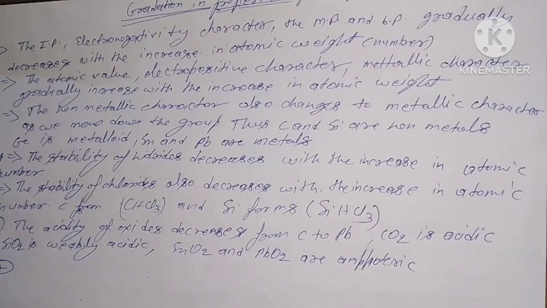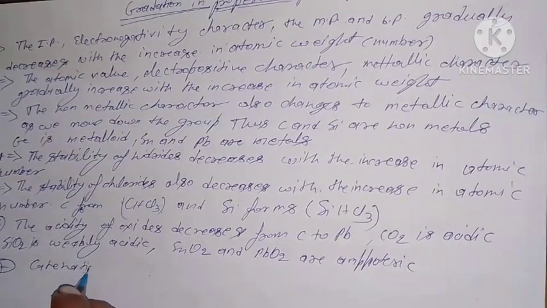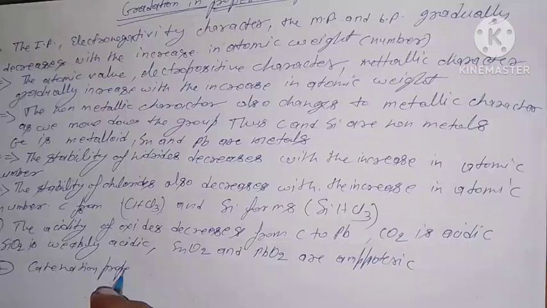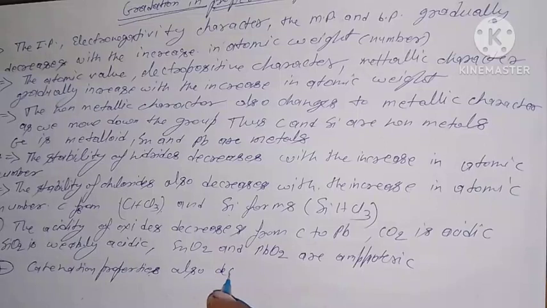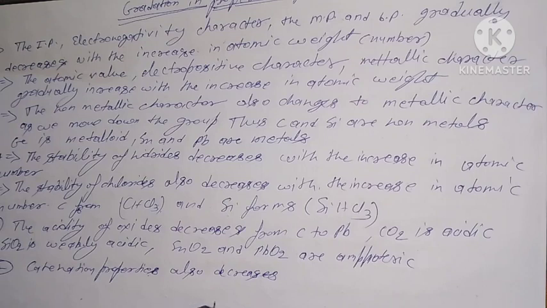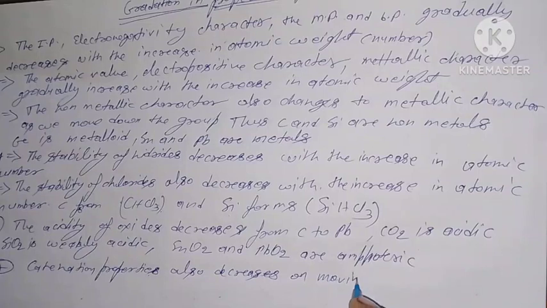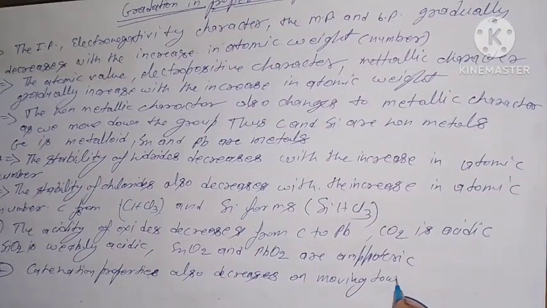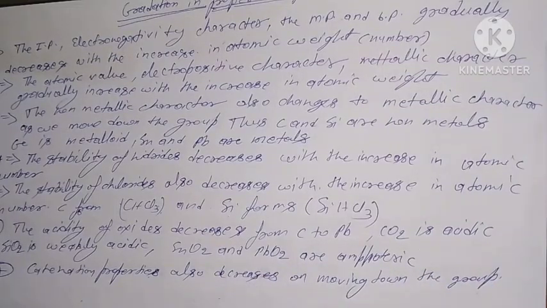Seventh point: catenation property also decreases on moving down the group.